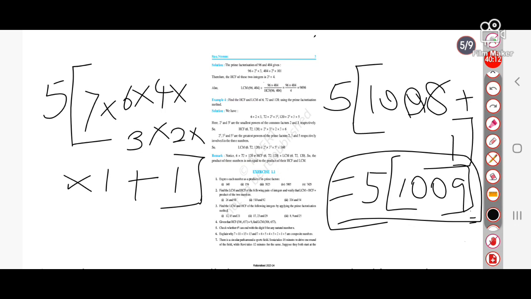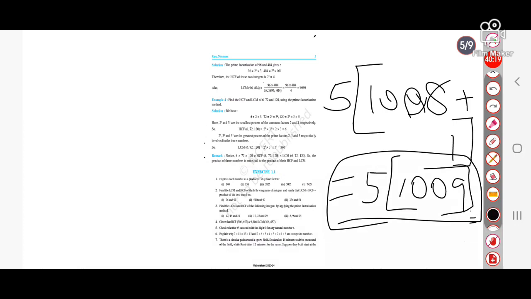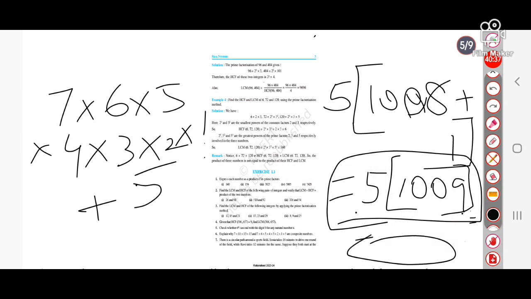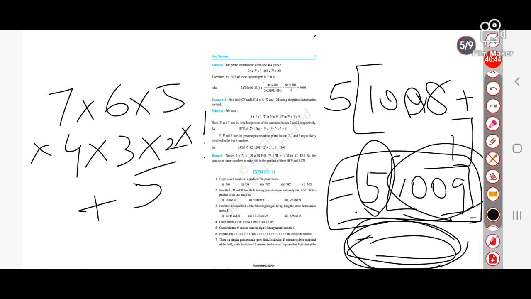this value, the 7 cross 6, this value, that is 7 cross 6 cross 5 cross 4 cross 3 cross 2 cross 1 plus 5, is a composite number, because when we multiply this we get some value. That value is again divisible by 5. This value can be divided by this number, and we obtain 5.